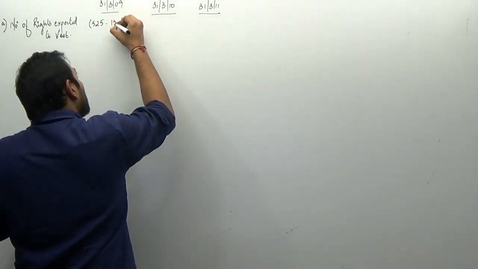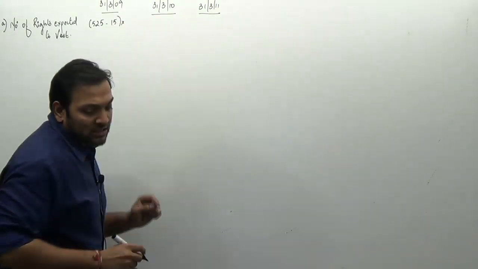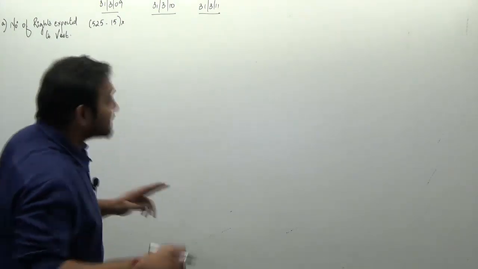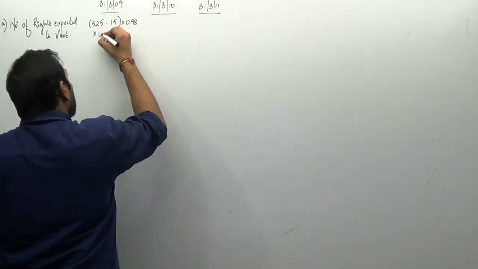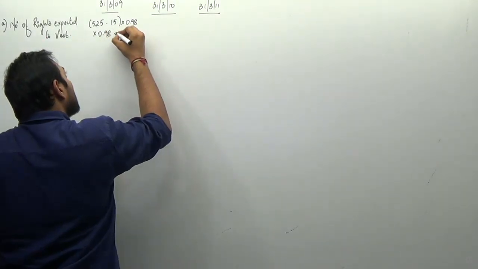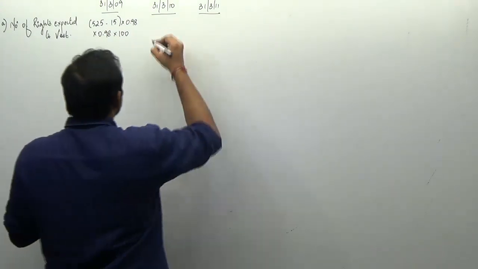525 minus 15, already 15 left, into how much are the forfeitures we are estimating? 2%. 0.98 into 0.98, year 2 and year 3, 100 options or 100 rights.